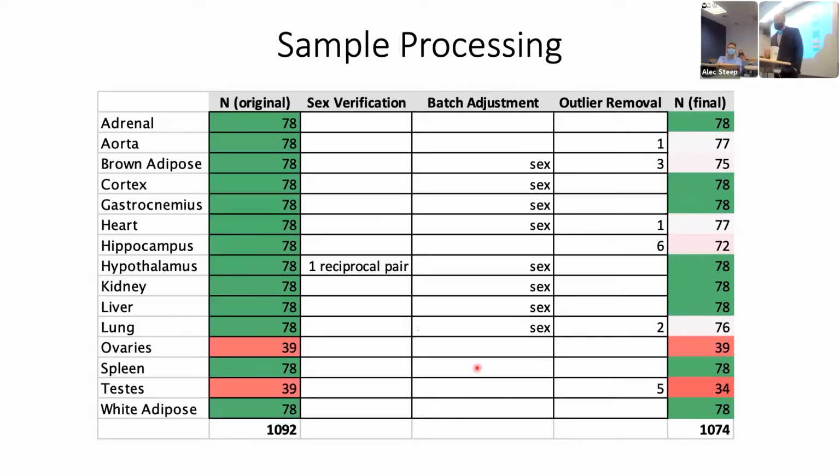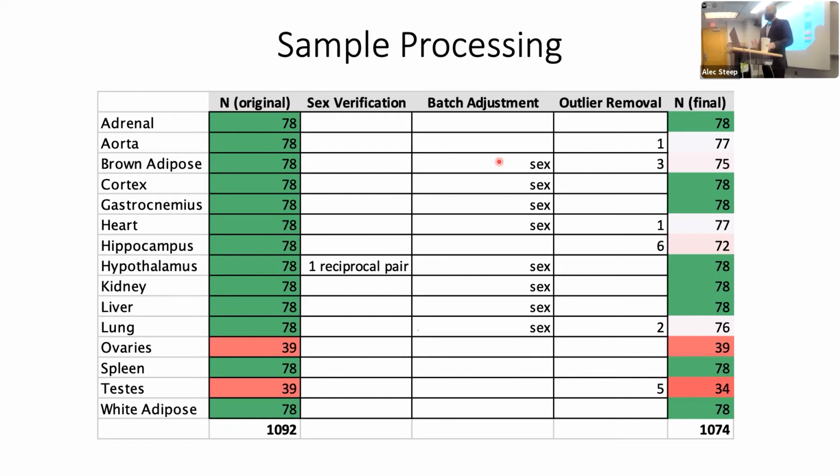Let's talk about sample processing. For all 15 tissues, this is a bird's eye view. We started for the most part with 78 samples. And we have 3 major decisions that we had to consider: sex verification, batch adjustment or covariate adjustment, and outlier removal. Sex verification, there was one reciprocal pair in hypothalamus. They were mislabeled by their sex. We could see this from their sex genes, and so we just switched their labels.